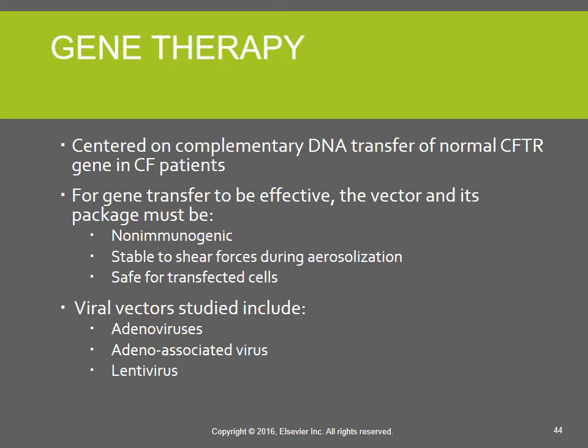For gene transfer to be effective, the vector and its package must be non-immunogenic, stable to shear forces during aerosolization, and safe for transfected cells. The vector should not increase cell turnover. It should stably integrate into the progenitor or basal cell genome and be safe and effective for repeated administration. Viral vectors that have been studied are adenoviruses, adeno-associated virus, and lentivirus.